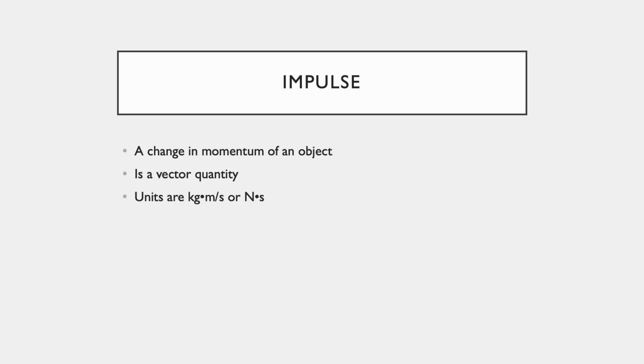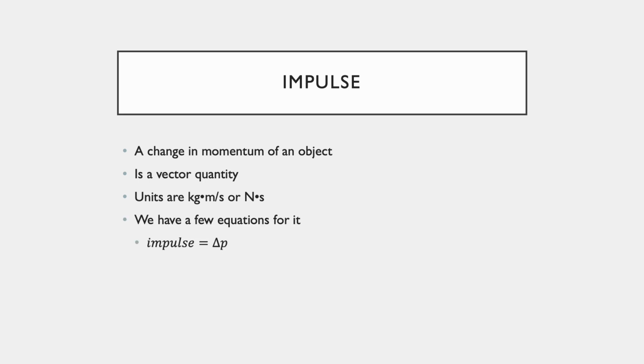With momentum, we also have something known as impulse. So impulse is a change in momentum of an object, and as it's a change in momentum and momentum has direction, impulse also has direction and therefore is a vector quantity. Now our units are kilogram meters per second or Newton seconds, and we have a few different equations for it.